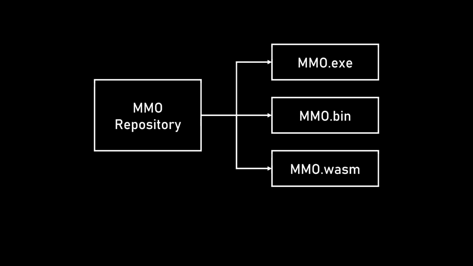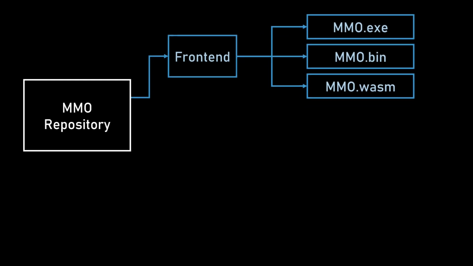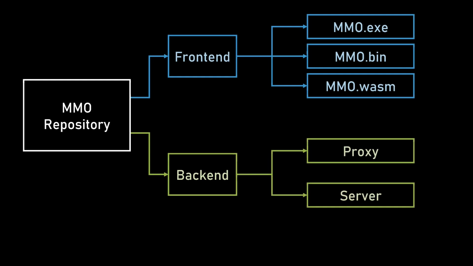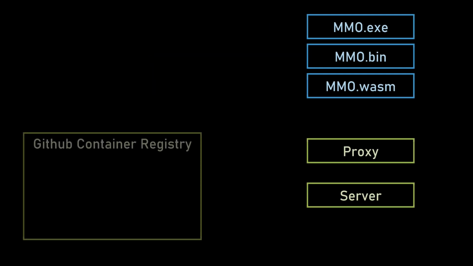On the front end, my repository produces three binaries, one for Windows, one for Linux, and one for WebAssembly. Then on the back end, it produces two Docker images, one for the proxy and one for the main game server. In my workflow, I build all of these artifacts and then upload them to the cloud.